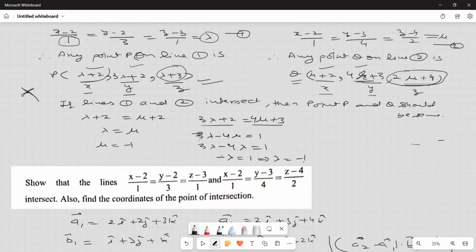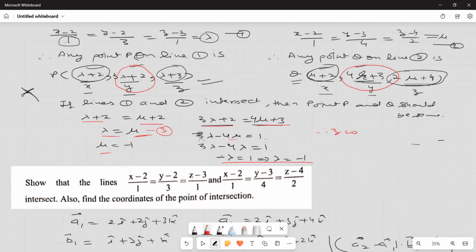First, what did we do? We have compared x with x coordinate and y with y coordinate and solved it for lambda and mu. Lambda plus 2 is equal to mu plus 2. So lambda is equal to mu. Second one, 3 lambda plus 2 is equal to 4 mu plus 3. So 3 lambda minus 4 mu is equal to 1. So lambda is equal to mu from the first equation. So put this over here. So 3 lambda minus 4 lambda is equal to 1. So minus lambda is equal to 1. So lambda is equal to minus 1. And they are equal, so mu is also minus 1.